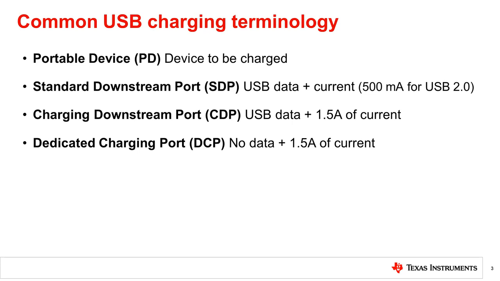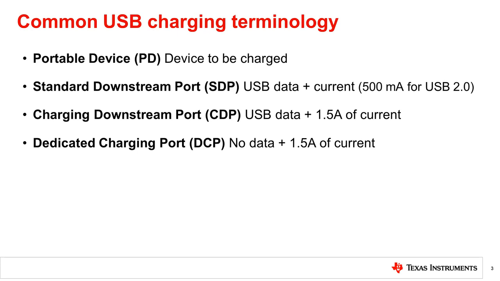Standard downstream port, or SDP, is a port on a USB host or hub that allows a PD to enumerate on USB 2.0, but not draw more current than the typical USB specification current, which is 500 milliamps for USB 2.0. Charging downstream port, or CDP, is a port on a USB host or hub that both allows a PD to enumerate on USB 2.0 and draw up to 1.5 amps of charging current.